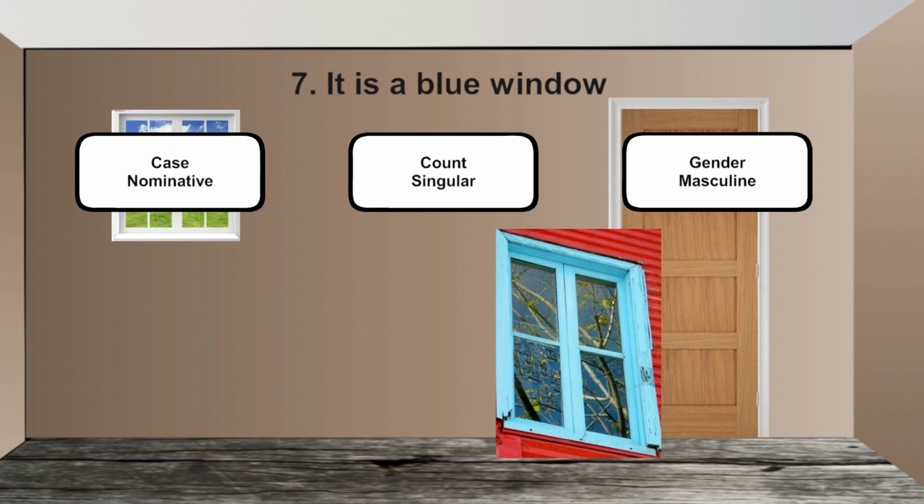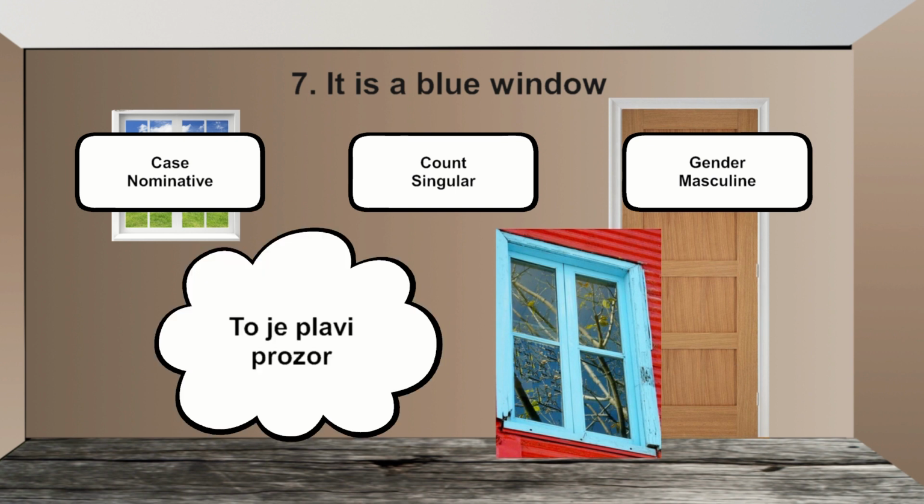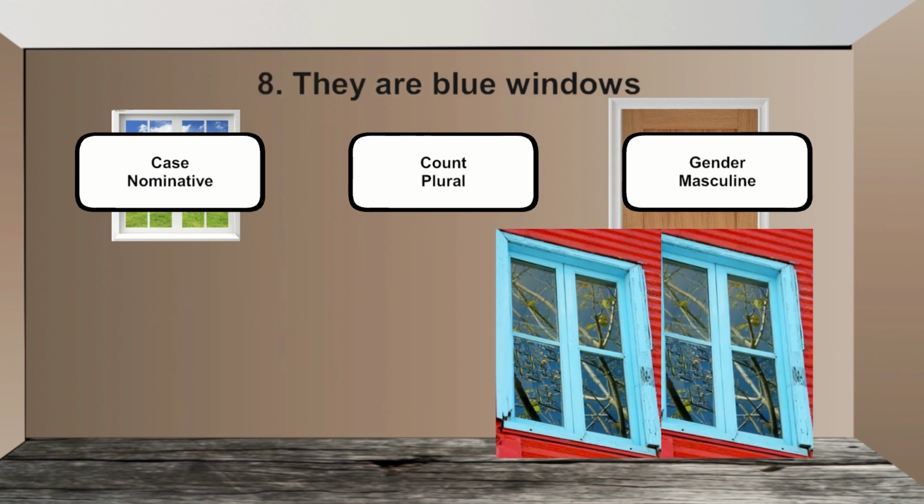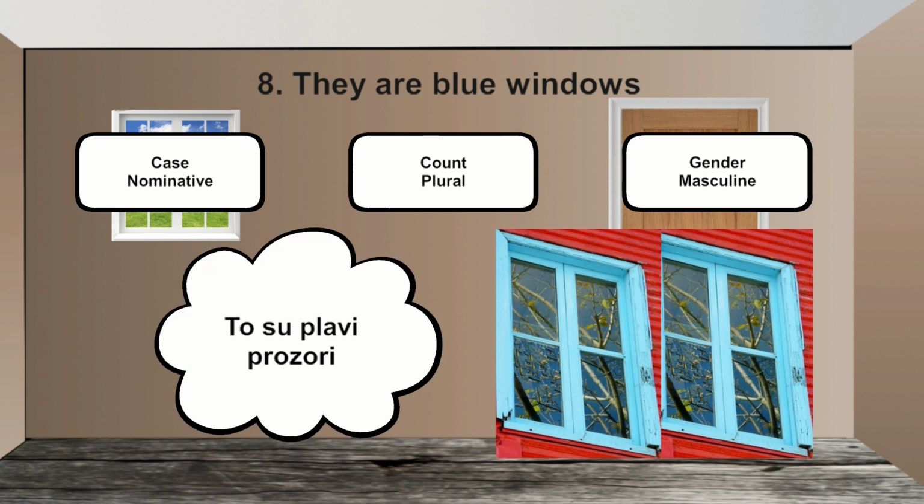Question 7. Sedmo pitanje. It is a blue window. Masculine, singular. To je plavi prozor. And again. To je plavi prozor. Question 8. Osmo pitanje. They are blue windows. Masculine, plural. To su plavi prozori. And again. To su plavi prozori.